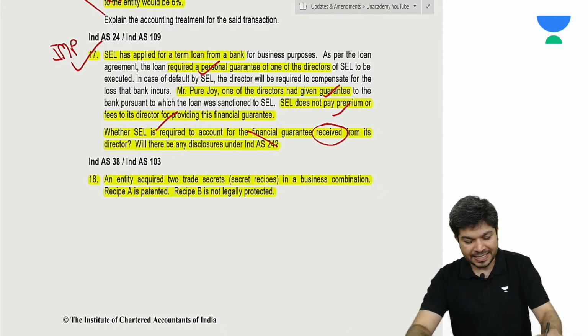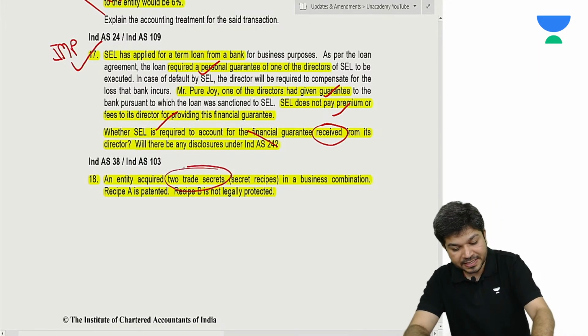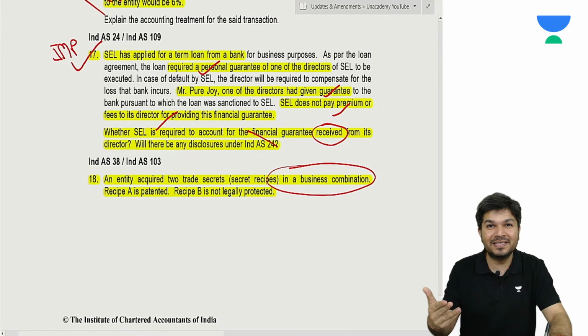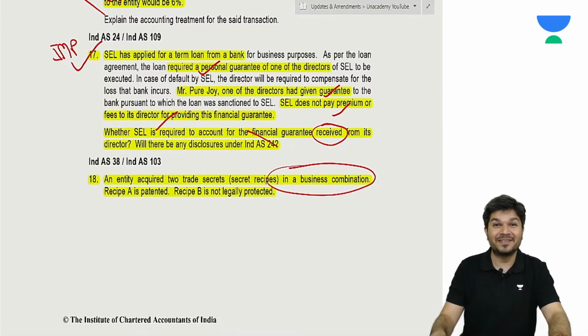Now, an entity acquired 2 trade secrets. You got 2 recipes in a business combination. Trade secrets or recipes, if I'm getting them, can I say it's a kind of intangible asset?